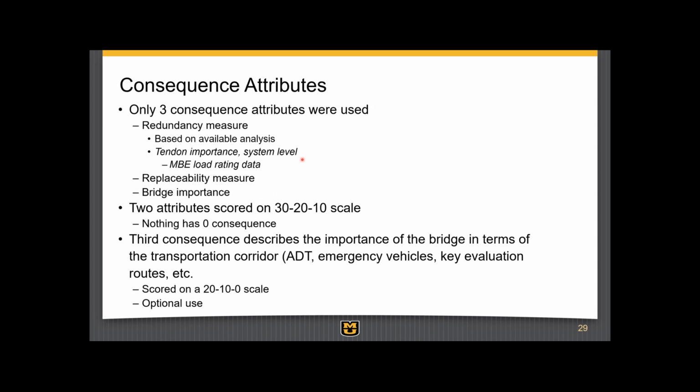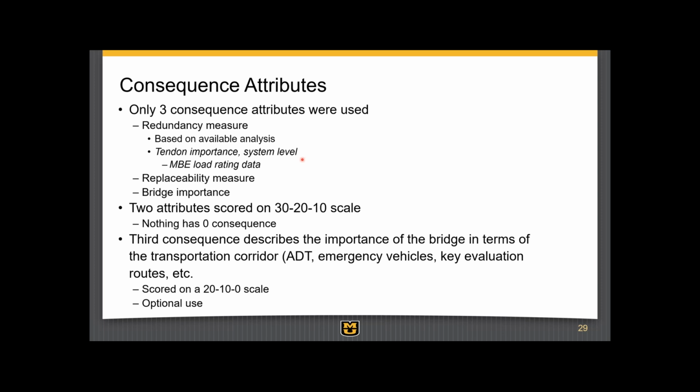Okay. So as I mentioned, only three consequence attributes were used in the model. This redundancy measure based on the number of tendons in the web, for example, and what the structural rating factors are from the Manual for Bridge Evaluation, load rating, and box girder section, and I think one document that was published in Florida. Some measure of replaceability, is it internal or external, and bridge importance.